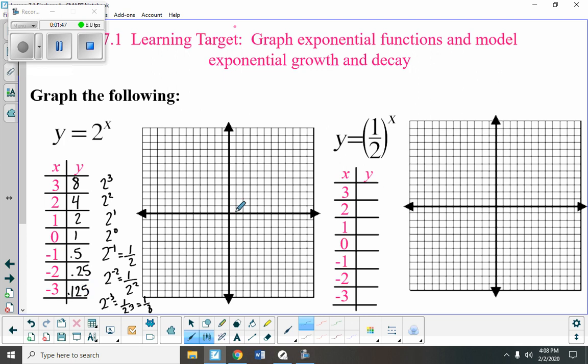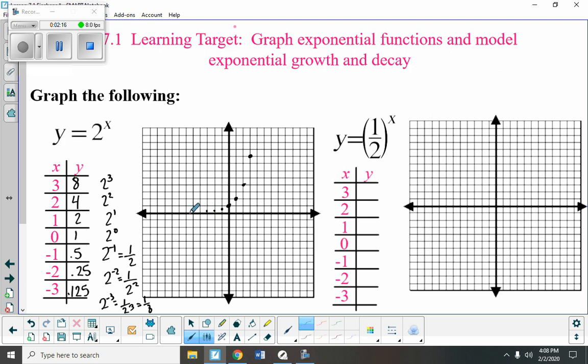So when we're at 3, go over 3, you're up 8. All right, go over 2, we're up 4. So it's go over 1, we're up 2. At 0, we're at 1. At negative 1, it's a half. At negative 2, it's 0.25. At negative 3, it's 0.125. So it's just continuing to get smaller.